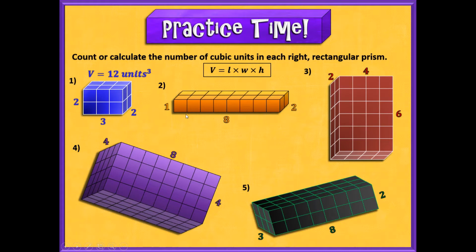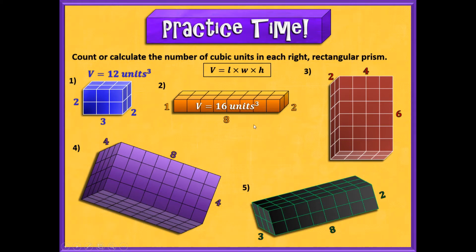Looking at number 2, we've got a length of 8, width of 2, and height of 1. So we're basically finding the surface area of this object because there's no height to it. So we've got 8 times 2, which is 16, and 16 times 1, which is 16. Again, we have it labeled with units cubed. Remember to label your answers.